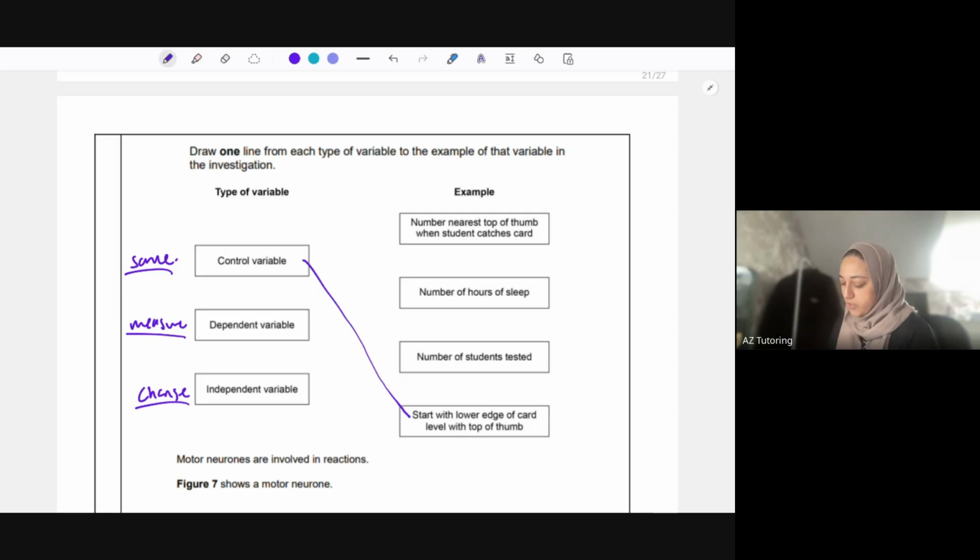Okay, so we'll do independent variable. What we're changing, we already spoke about that. The number of hours of sleep is what we're changing because that's what we're testing on. How is that affecting? The dependent variable, so what we're measuring, we're not measuring the number of students tested. We're measuring the number nearest the top of the thumb when the student catches a card, so what number they last land on.